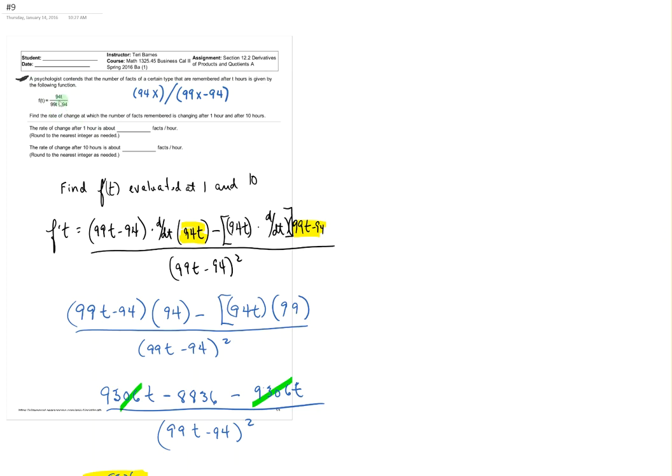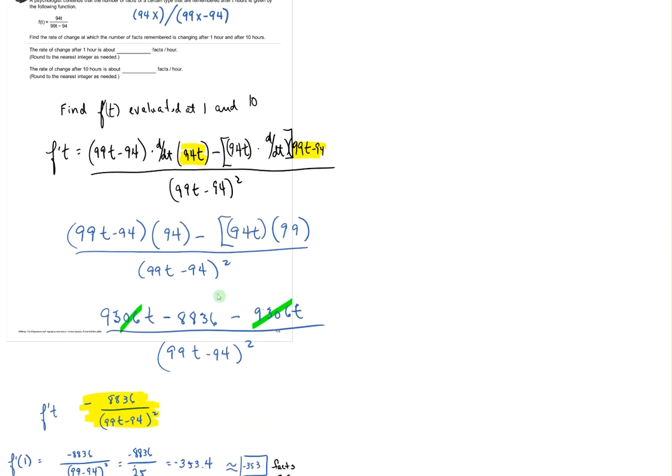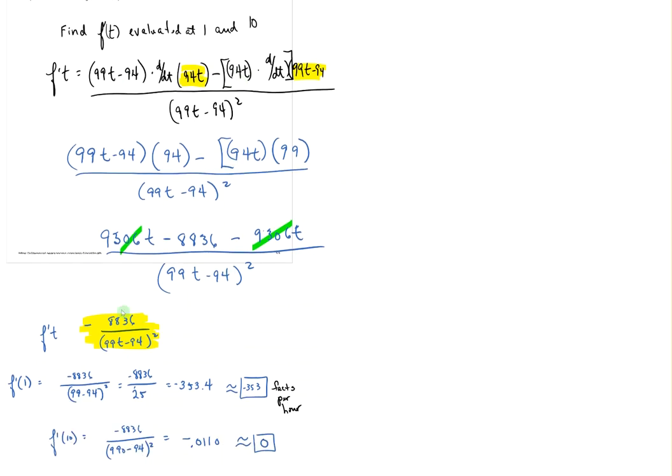So we have this function, which is a quotient. Find the rate of change at which the number of facts remembered is changing after 1 hour and after 10 hours. So we find the derivative and then evaluate it at 1 and at 10. So this is all the work to do that. Bottom times derivative of the top, and so on. And you come down and you get this as your derivative.